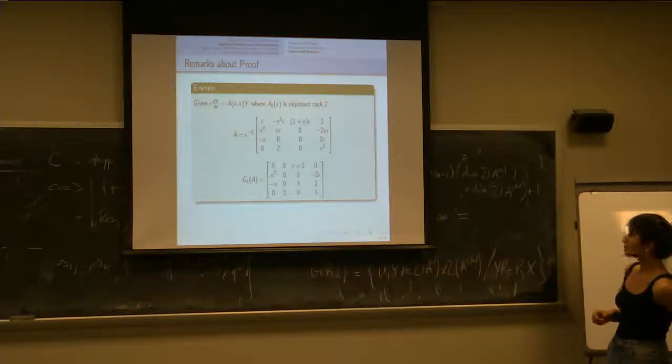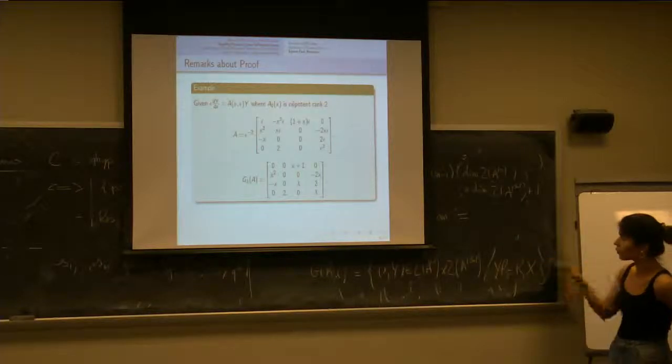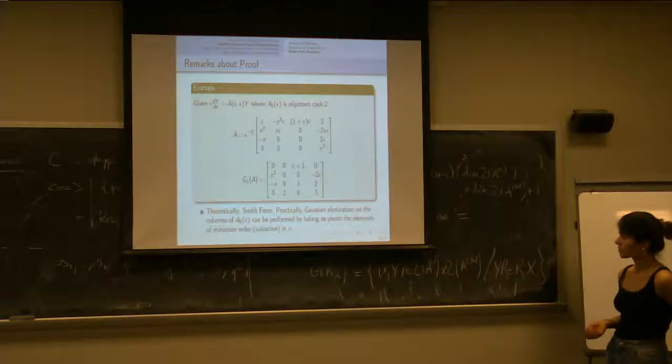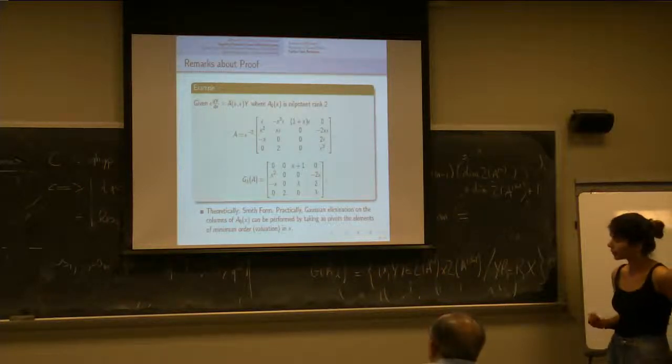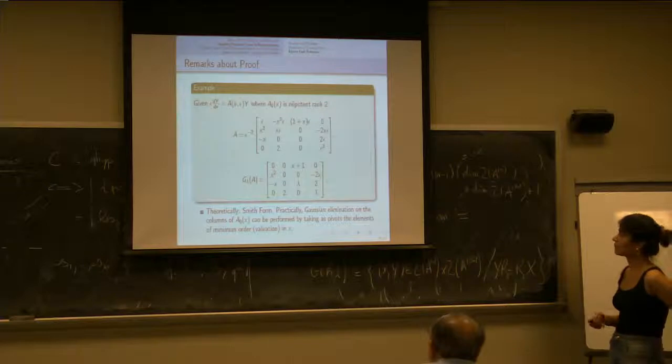Now, given this system, here A0(x) is nilpotent of rank 2, so we construct in the same manner G(lambda). We take the first two columns from A0 and the last two columns from A1. Theoretically, we need to use the Smith form in the proof. However, since we have a principal ideal domain, practically it is sufficient to perform Gaussian elimination on the columns of A0(x), taking as pivots the elements of minimum order or valuation in X.